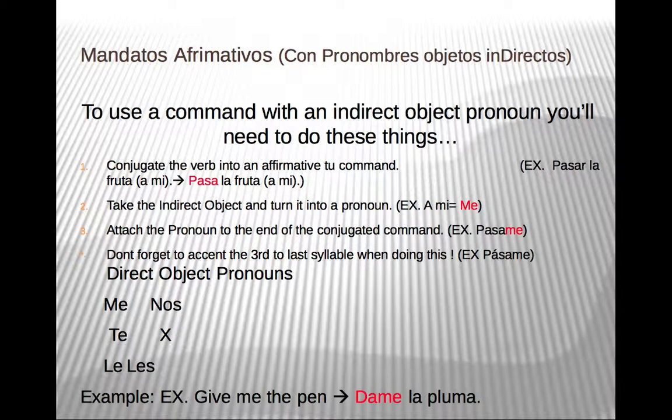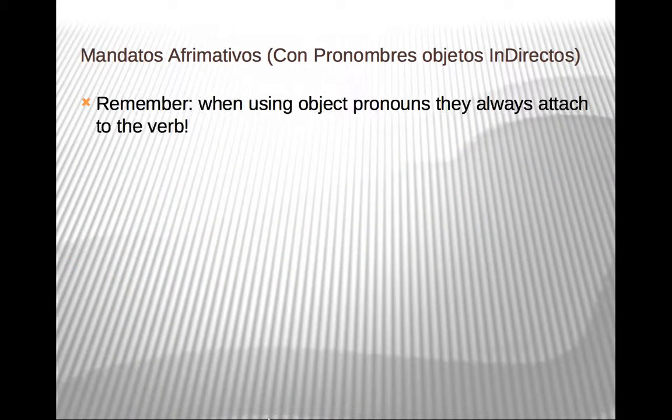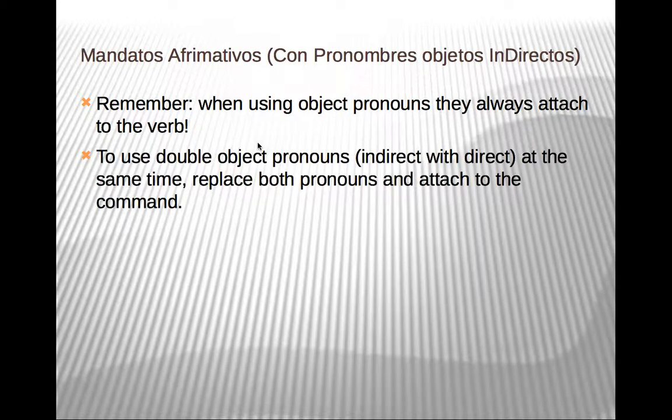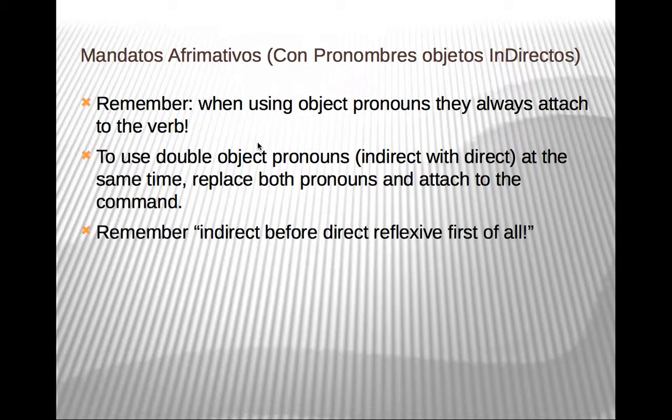Ready to move on? Okay. Remember, again, with any of these object pronouns, they always attach to the verb, and we can use them together with the indirect and with the direct. We're replacing both pronouns. Do you remember this from last year? Remember, indirect before direct, reflexive first of all. Okay, so this is also applying to it.